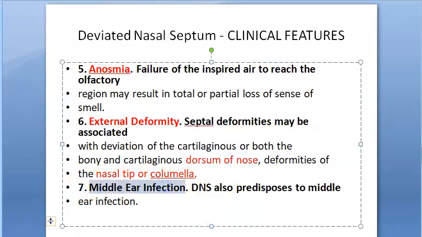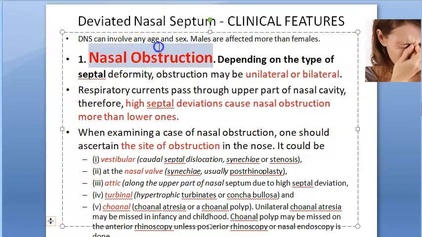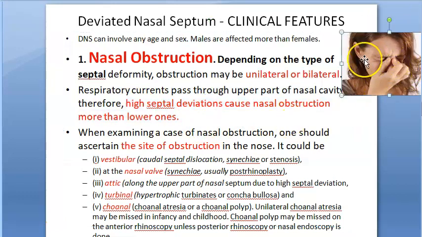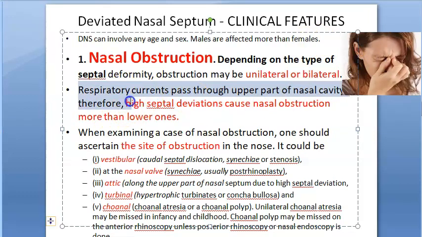Middle ear infection, remember. Guys, let us look at nasal obstruction in detail. It can be unilateral or bilateral, right? A high septal deviation causes nasal obstruction more than a lower one. If the septal deviation is higher up, it causes more obstruction because respiratory currents pass through the upper part of the nasal cavity.